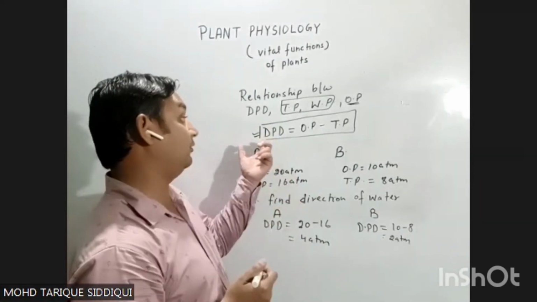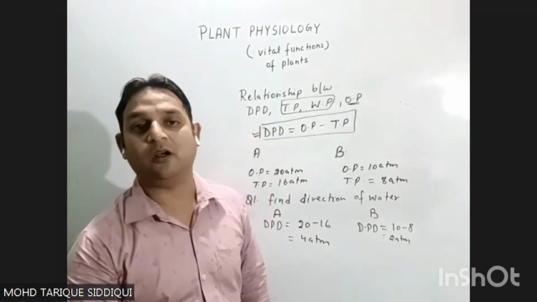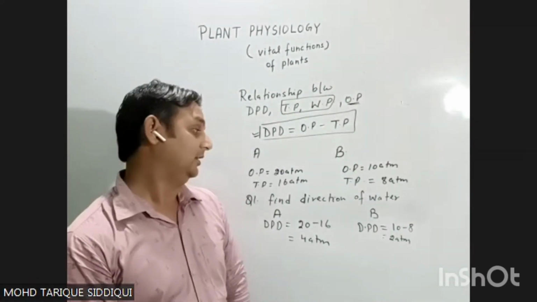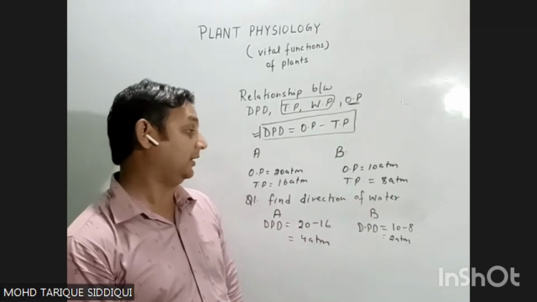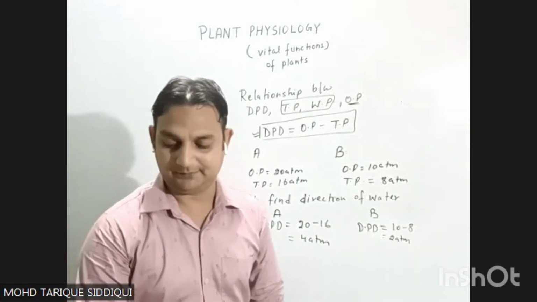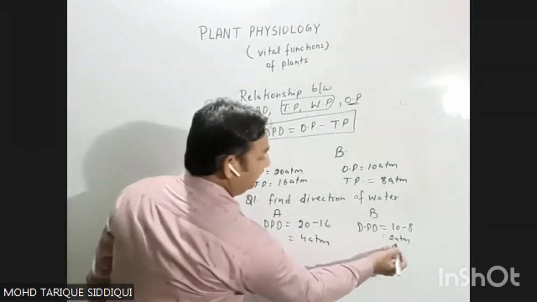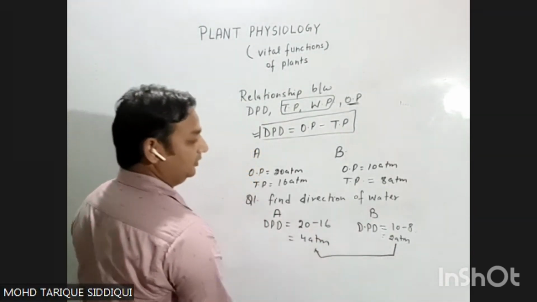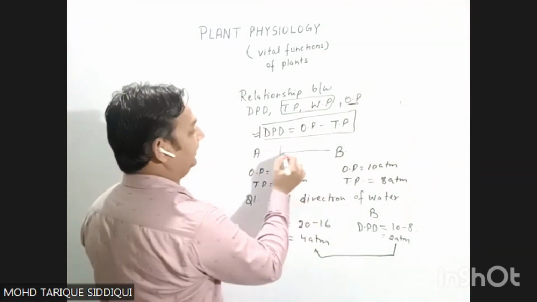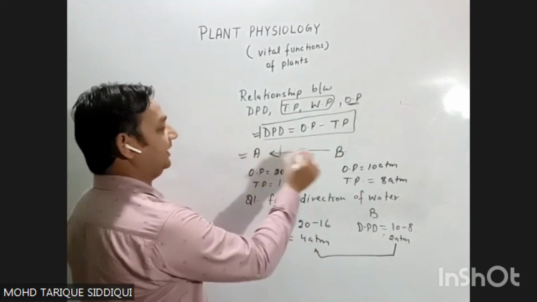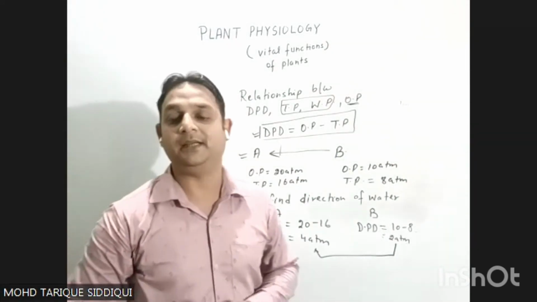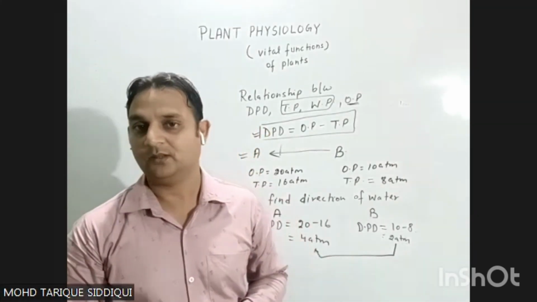I have given you one point. That was the definition of osmosis. Water always moves from lower to higher DPD. So what will be the direction of water? The direction of water is from lower DPD to higher DPD, so it is from B to A. This is the answer. Direction of water is from B to A after calculating the DPD. All right, clear?